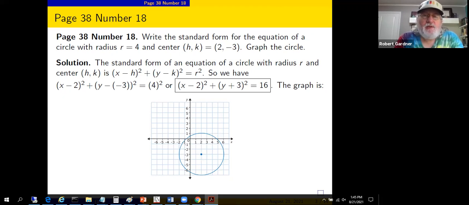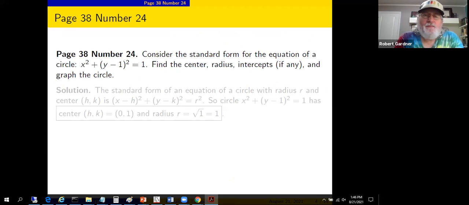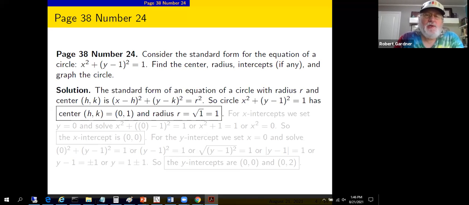Let's do another one. In this case, we were given radius and center. The next one, we're given the equation and asked to find the radius and the center and intercepts and graph. So quite similar to what we just did, except now we're starting with the equation instead of starting with that other information. Standard form is given here, so we'll match this with what's given, seeing what's subtracted from x and then squared: nothing. h must be 0. What's subtracted from y and then squared? 1. k must be 1. So the point (h, k) must be (0, 1), and that must be the center of the circle.